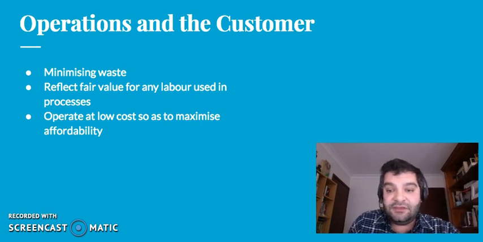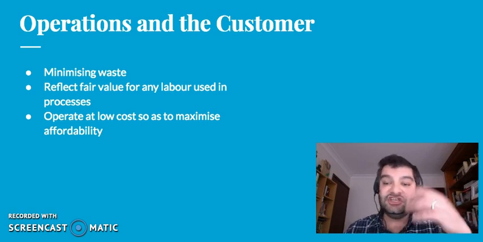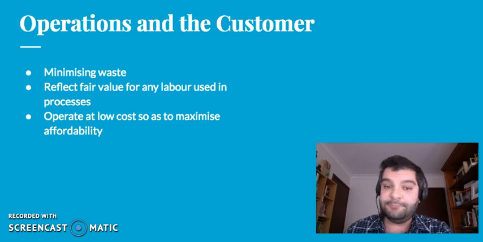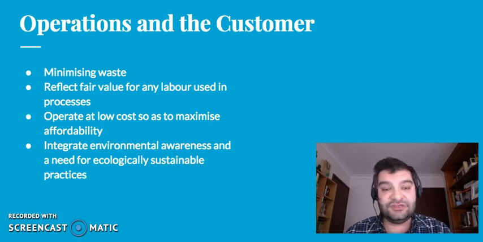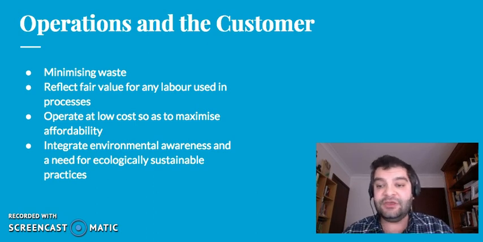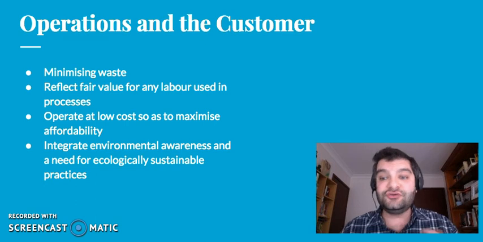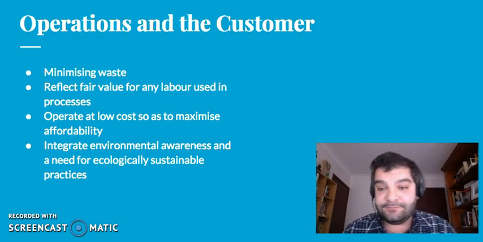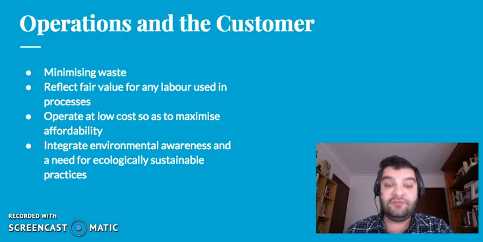As we looked at in the first dot point with minimizing waste, customers also want to be able to afford products. So what a business would do in the operations function is try to find ways to minimize costs, so as to maximize affordability. The lower the costs, generally the lower the price customers will have to pay. Customers are also looking for businesses that have environmental and ecologically sustainable practices, because customers would like to feel like they're contributing to the protection and sustainable use of the environment.